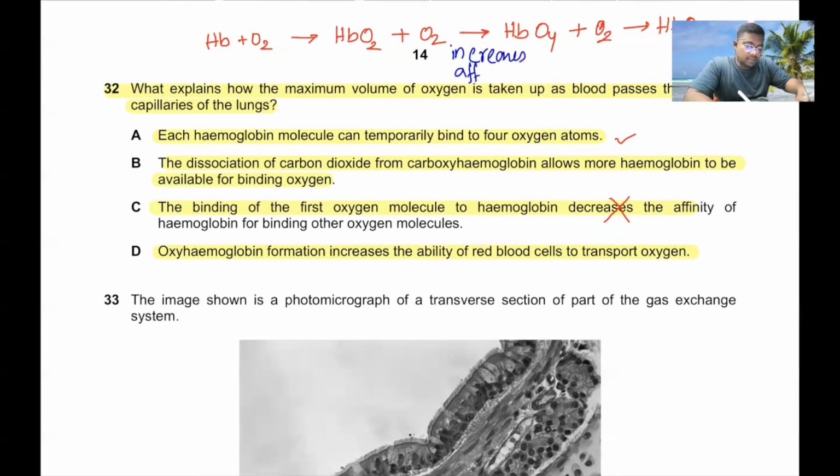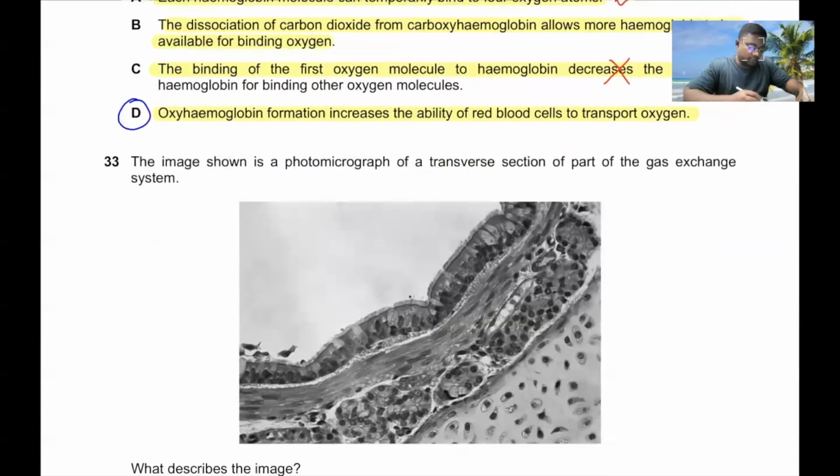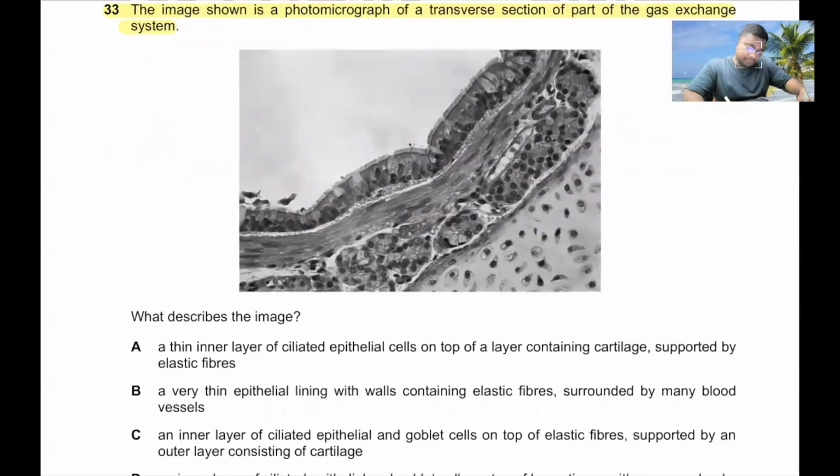Increases affinity. All right. So D is the correct answer. Question number 33. The image shown is a photomicrograph of a transverse section of a part of the gas exchange system. Okay. We can see ciliated epithelial cell.